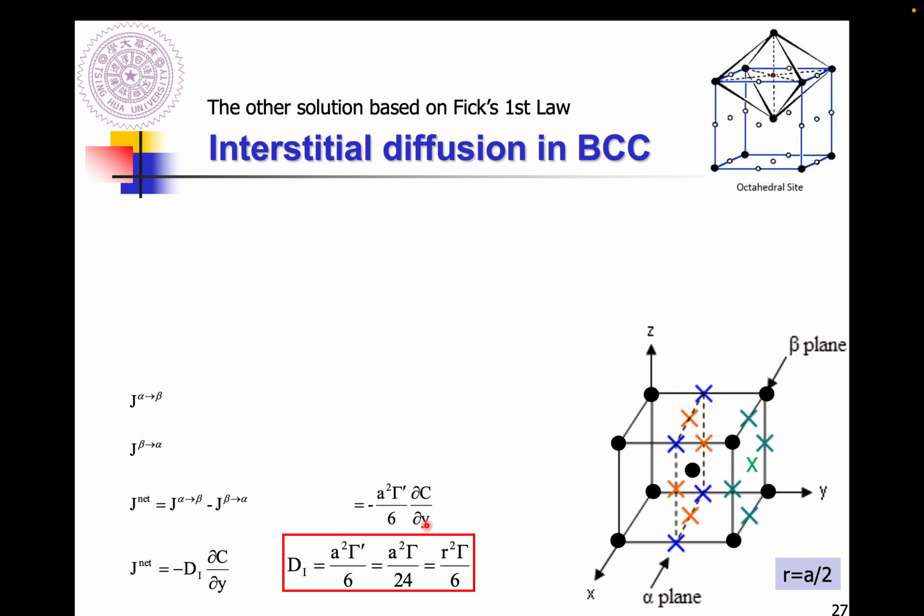Based on this, I need to define two planes. Here I define the alpha plane as the center of this cubic, and on your right-hand side I define the beta plane. I use different x marks to represent all the sites, whether in orange, blue or green. Each x represents an octahedral interstitial site, for example here. And on your right-hand side I have here, here, here, here. So they are the same, right, if you compare, but I use a different color x to represent each site.